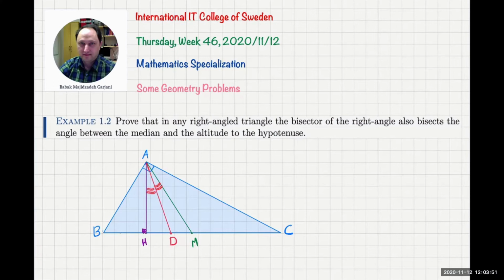Could you at least understand what is the meaning of the question? Could you come to this conclusion as well by reading this text? Yes. Yeah, so that's the point. Good. So it means that we need to show that these two angles are also the same.